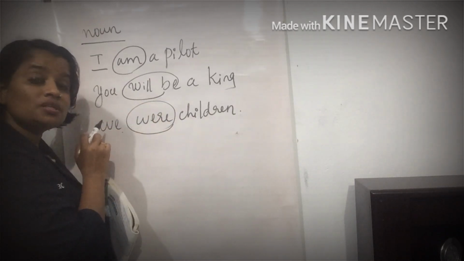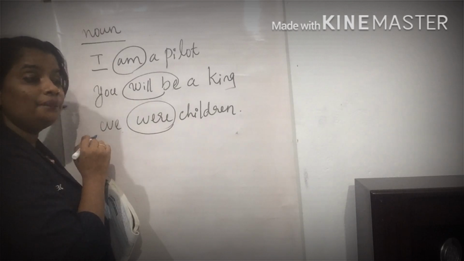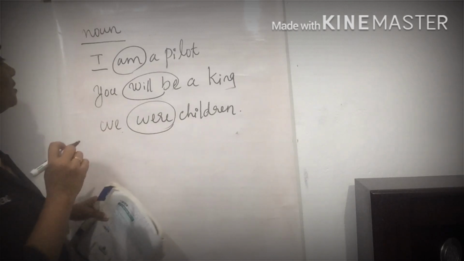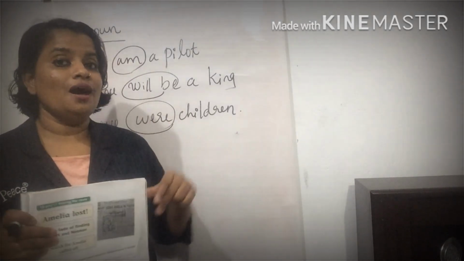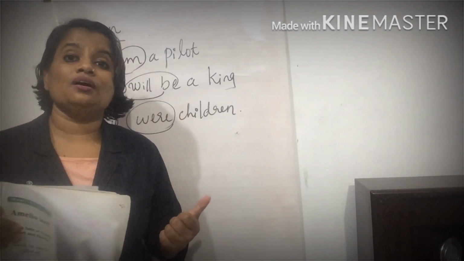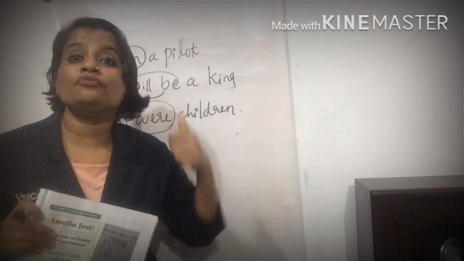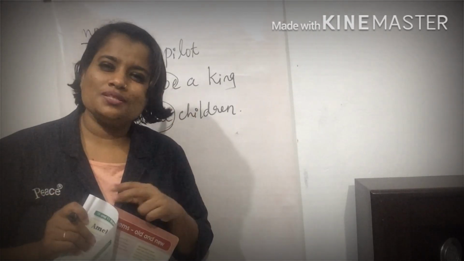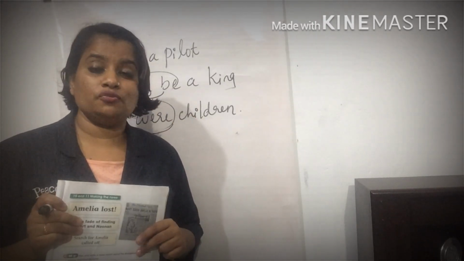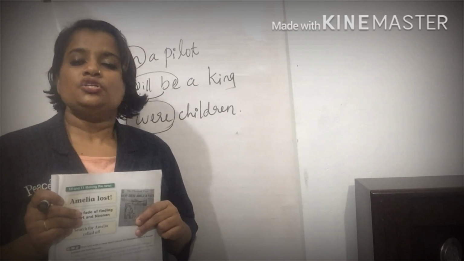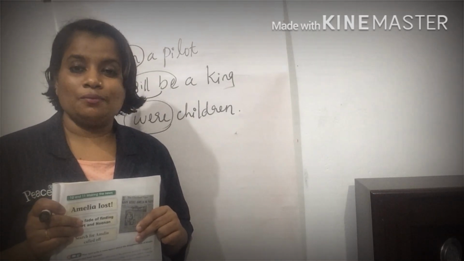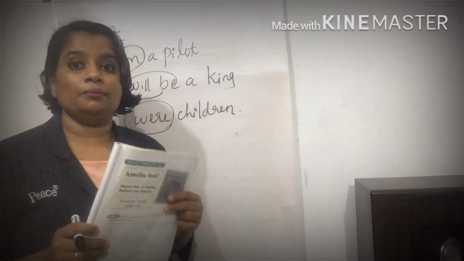Okay. Then the next one is we are going to discuss how to use be forms in the case of an adjective. Do you know what is an adjective? Yes, an adjective describes a noun, the qualities. Okay, so next we are going to discuss the adjective complement.